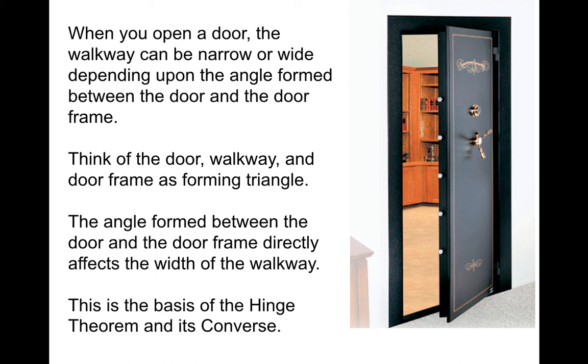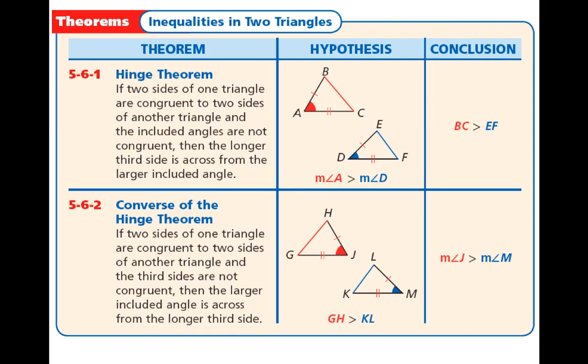Think of the door, walkway, and door frame forming the triangle like I just described, and the angle formed affects the width of the walkway. If it's open wider, you've got a bigger walkway to come in. That's the idea of the hinge theorem and its converse. You'll need to pause this.